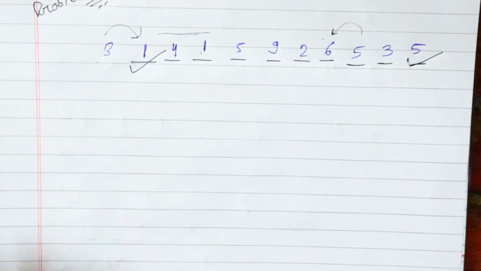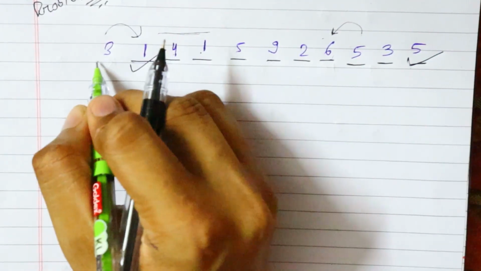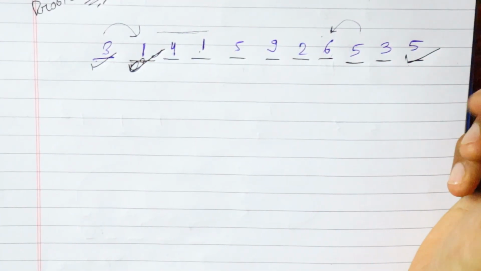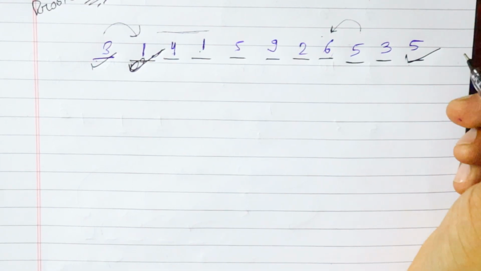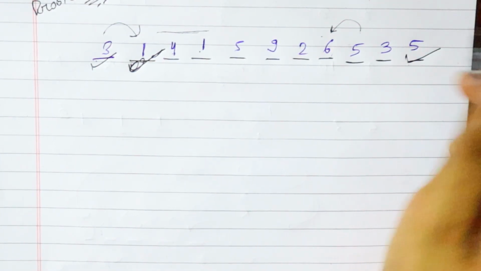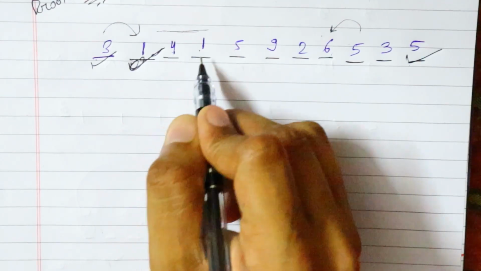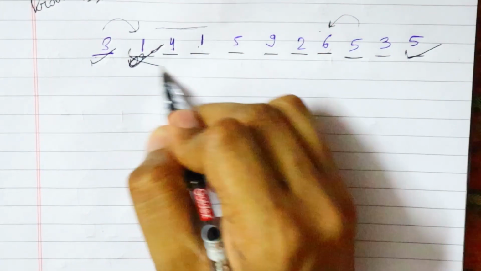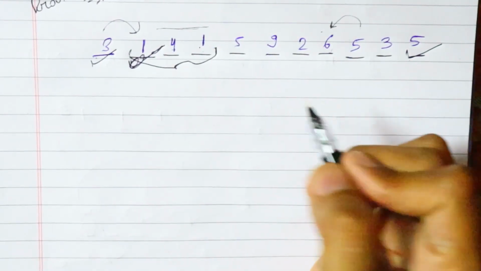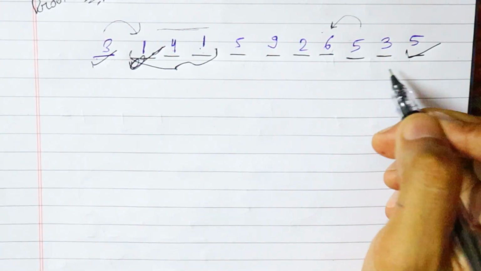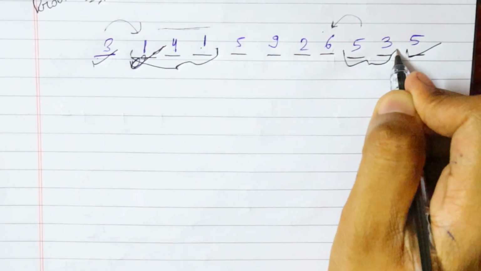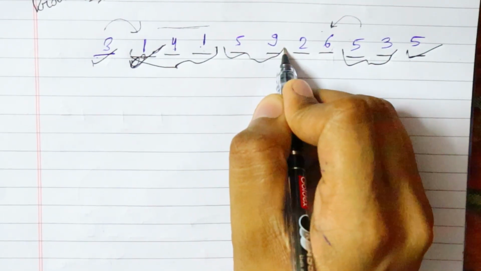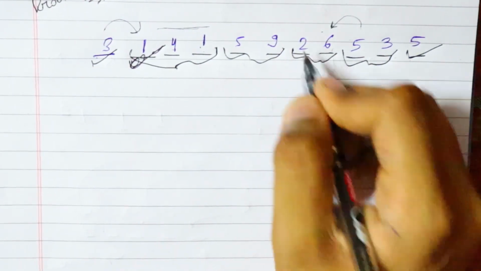Here the first element was 3, so Alice opted for 3. Then Bob needs to opt for something higher than 3, so it opted for 5. Then Alice opted for something higher than 5, so it opted for 1, 4 and 1, which in total sum up to 6. Now Bob needs to opt for something higher than 6, so it opted for 5 and 3. Now Alice opted for something higher than 8, so it opted for 5 and 9. Now the remaining it opted for this.